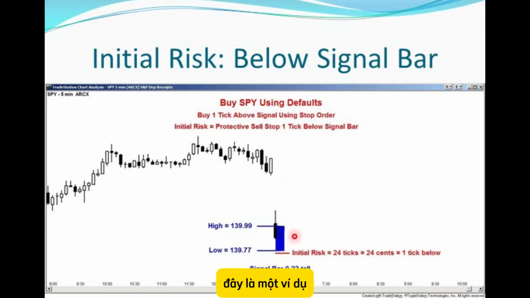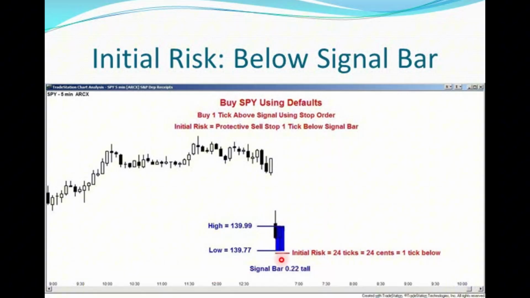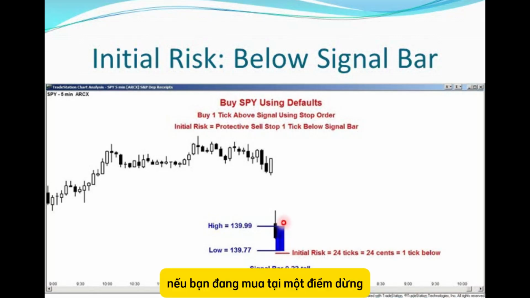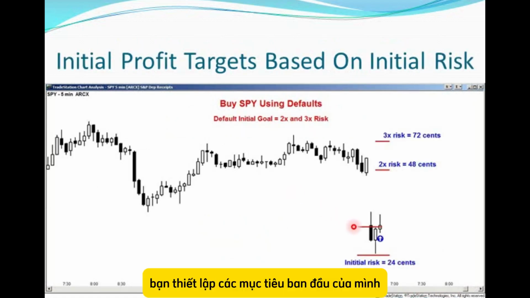Here's an example. You have a gap down with a very strong bull signal bar. The signal bar is 22 cents tall. If you're buying on a stop, you're buying at 1 tick above, and your stop is 1 tick below. So your total risk is 24 cents, 24 ticks. You set up your initial targets based upon your initial risk. Your initial risk is 24 cents. 2 times your risk is 48 cents, so you take half off at 2 times your risk.